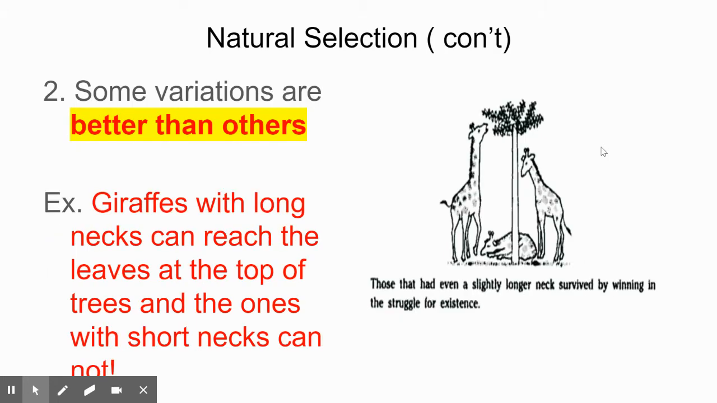The second thing about natural selection is some of the variations that our organisms have are better than others. So in this particular instance, giraffes that have a really long neck are able to reach the leaves at the top of the tree and therefore they are able to eat. Giraffes that have shorter necks are not going to be able to reach the top of the trees to eat, so they are at a disadvantage.